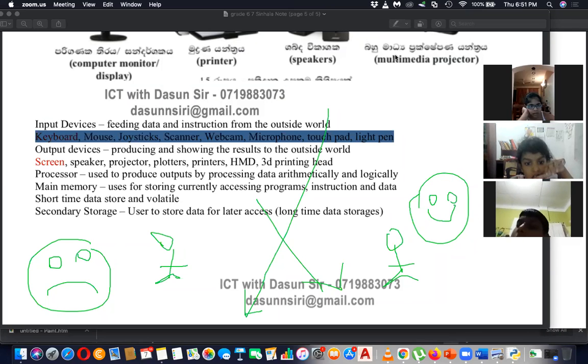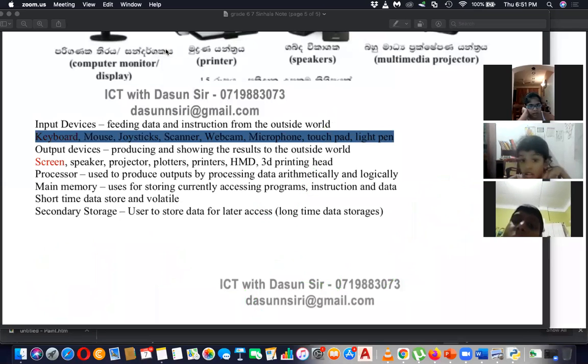Okay, so if we disconnect, now it's going to disconnect. Please connect using the same link.